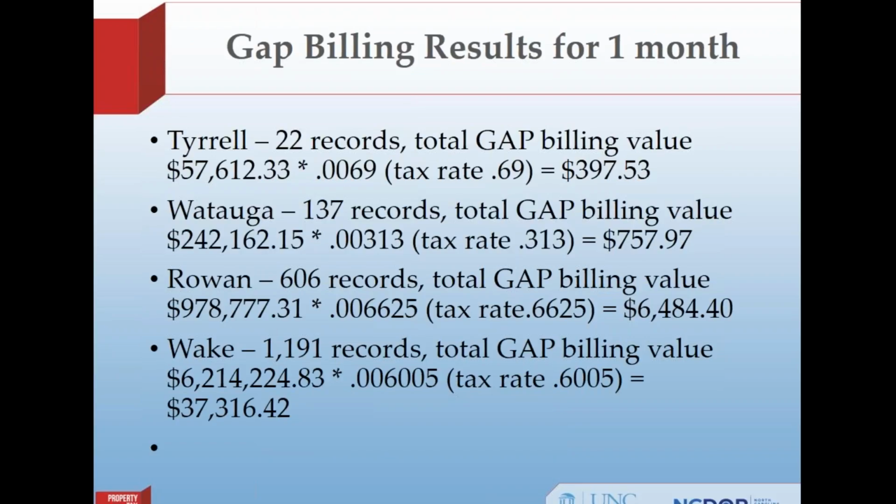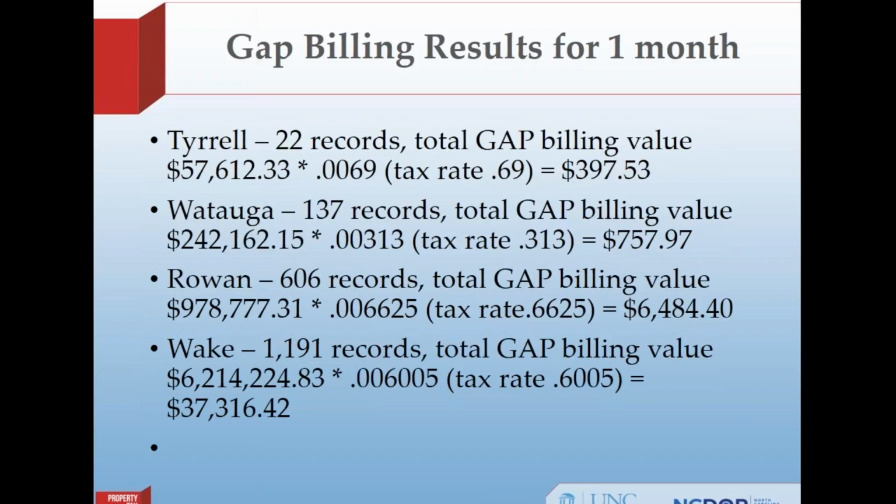We did run some of these reports, not just picking any counties. We just went for a couple of small, a couple of medium-sized counties and then a large county. And these are only county values here. This does not incorporate any city taxes or municipal fees or fire district taxes. But Terrell had 22 records in December, Watauga had 137, Rowan had 606, and then Wake had 1,191 records.